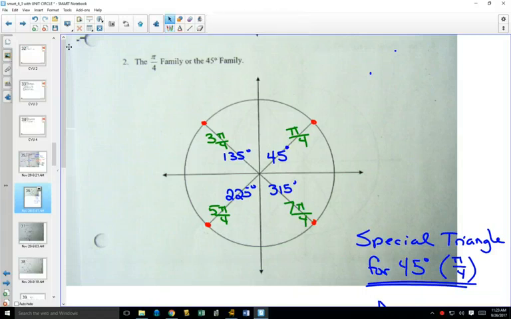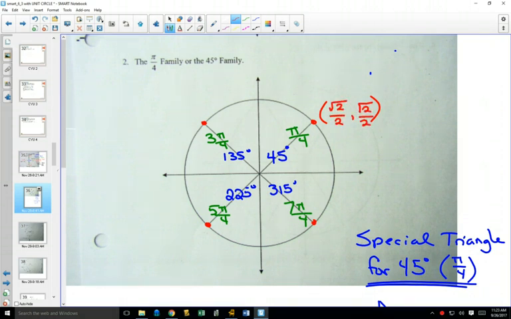Now that we've got both our angles on there, we can write our coordinates. And our coordinates, again, from our big idea, our x-coordinate is always cos of theta. Our y-coordinate is always sine of theta. So if you look at your special triangle, what's cos of 45 degrees? Root 2 over 2. And sine of 45 degrees also is root 2 over 2.